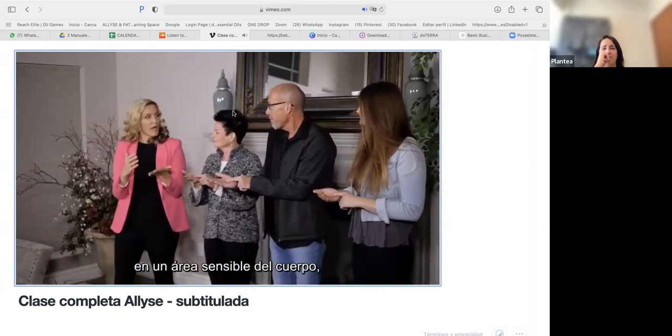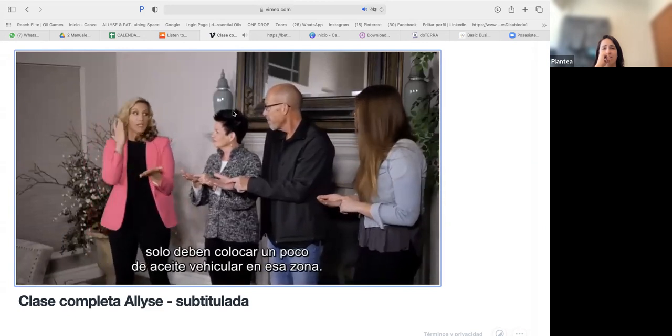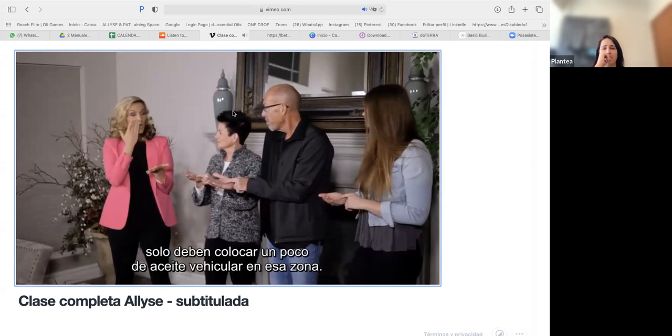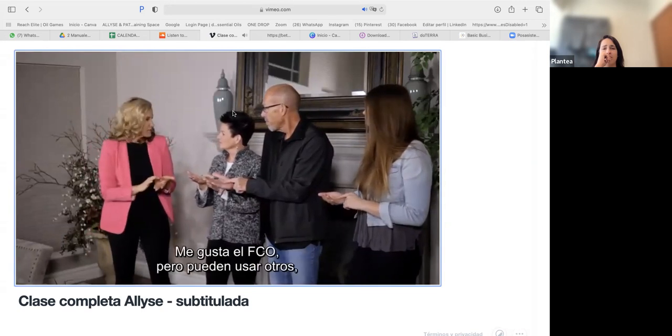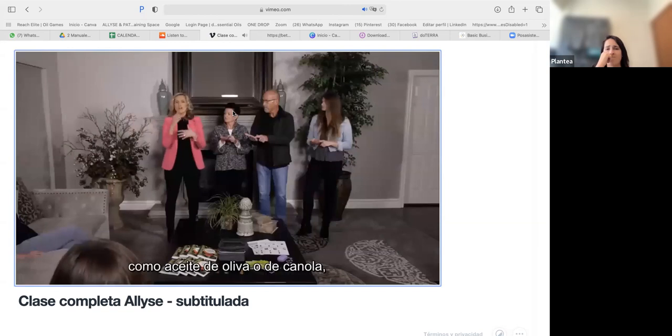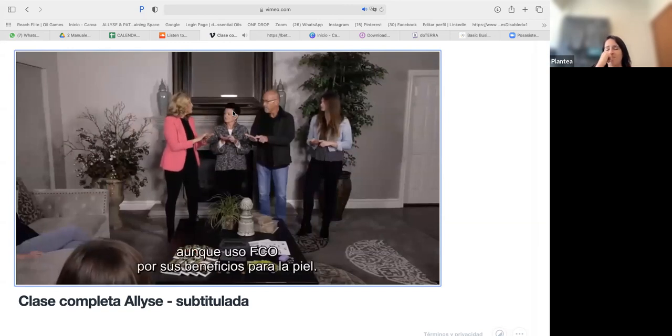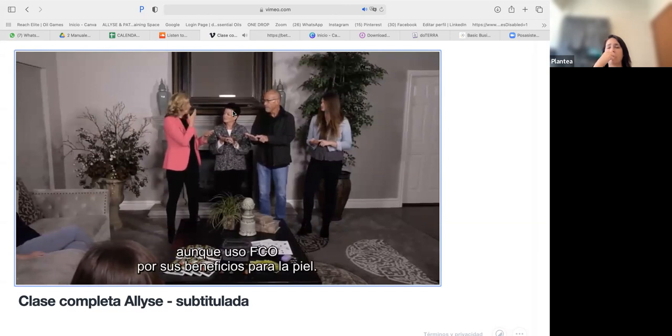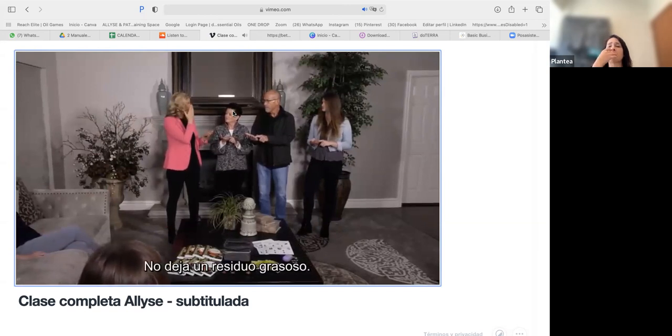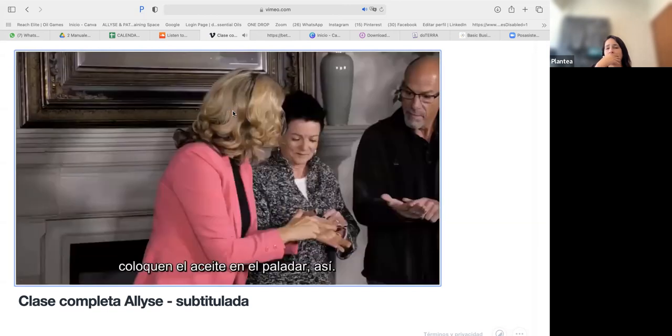But any time that you get essential oils in a sensitive area of your body, all you have to do is just put carrier oil over that. Now, we like to use fractionated coconut oil, but you can use anything. You can use olive oil, canola oil. But the reason why we use fractionated coconut oil is because it's actually really great for your skin. It doesn't have that slimy, oily residue.